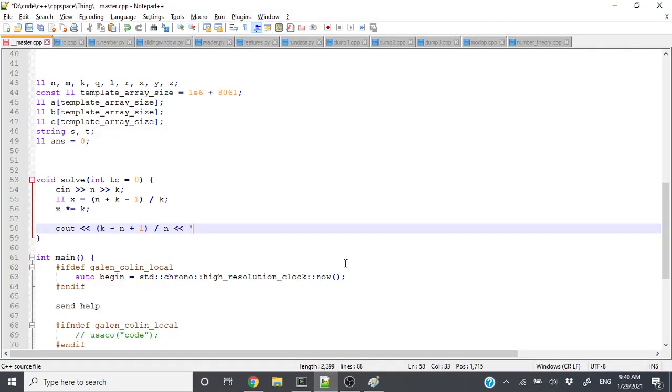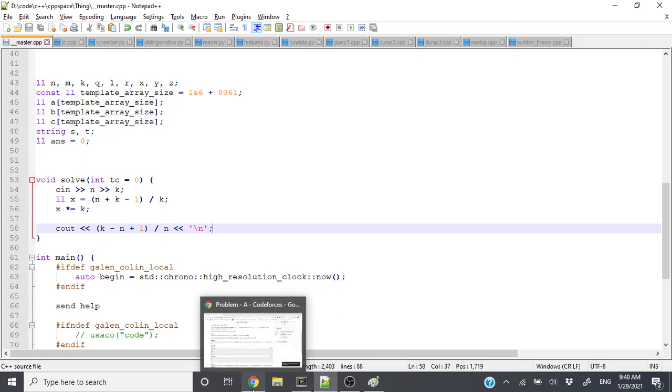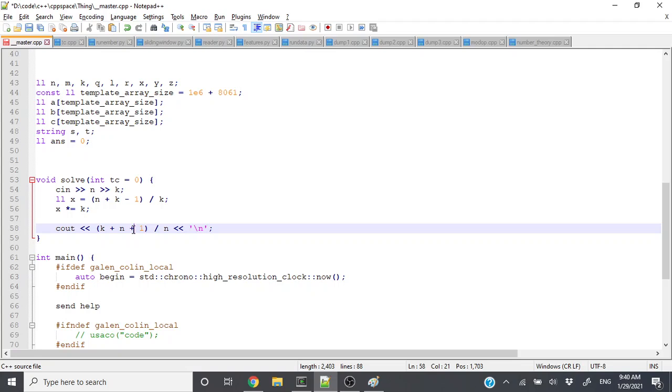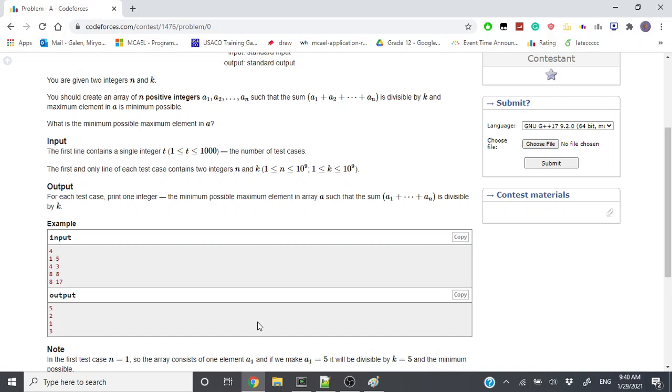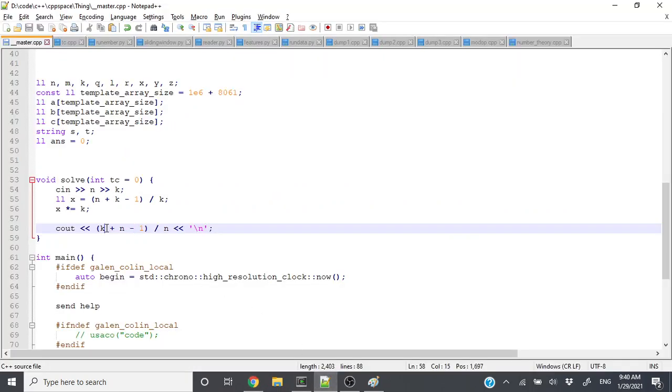Oh wait. Okay. Well, that's wrong anyway. So what's with that? Oh, because I screwed up the condition. Five, one, one, three. Okay, why? Yeah, because I need to use x. Fancy that.